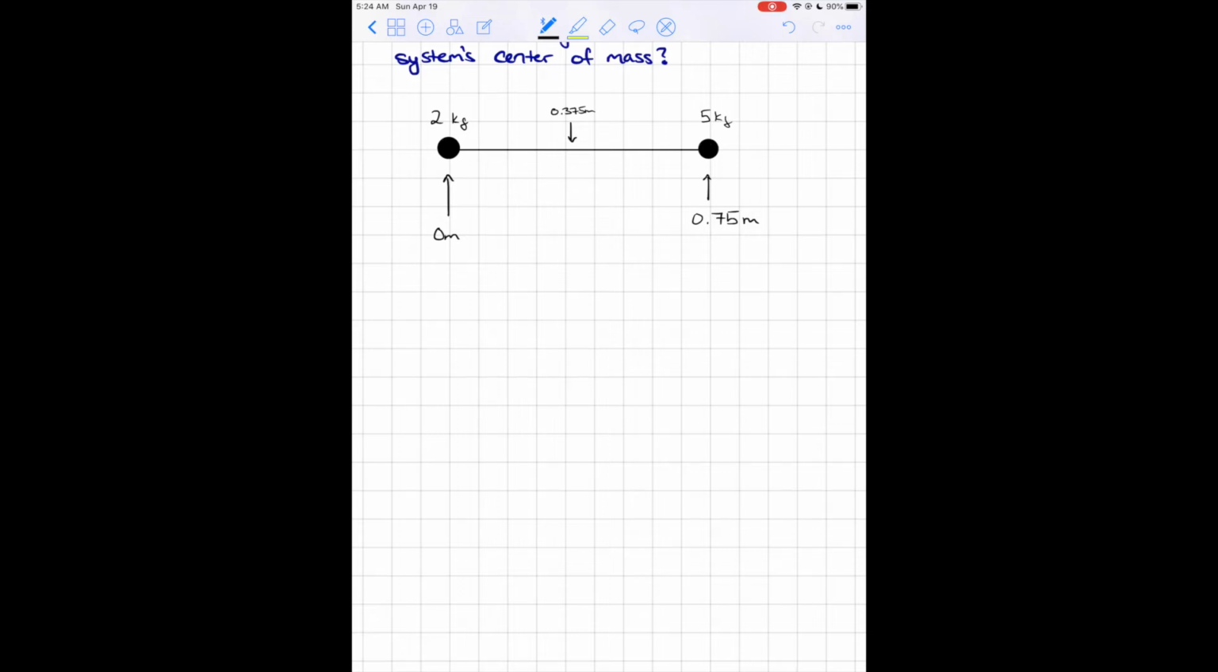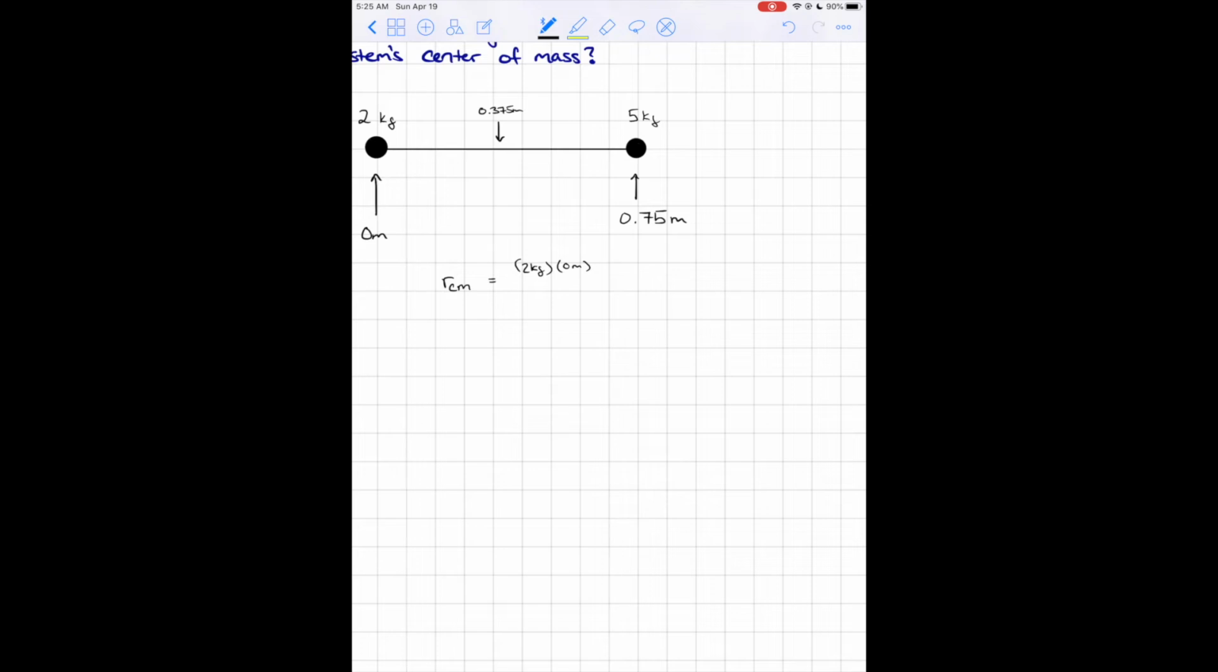So if I'm thinking about my center of mass, let's say R_CM, I could have also said X_CM since we're only in the X direction here, but that would be equal to my first mass, M1, so 2 kilograms, times R1, which we've set at 0 meters. Right? That's the position of our first mass. The second mass is 5 kilograms at a position of 0.75 meters. And then we're going to divide this all by the sum of 2 kilograms plus 5 kilograms, 7 kilograms.